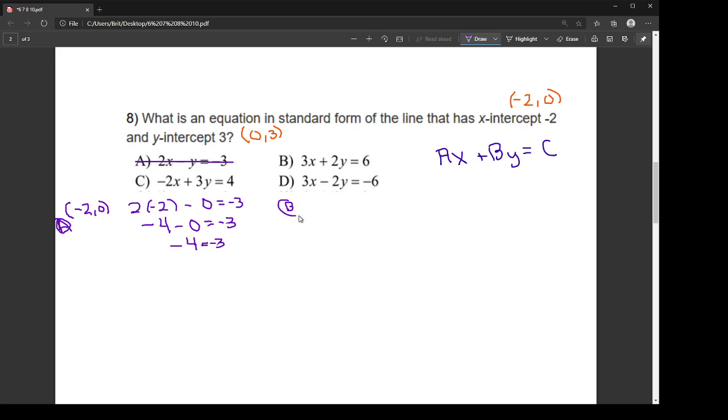So now let's try B. So again, for B, I'm going to plug in -2, 0. So where the x is, I put a -2. Where y is, I put a 0. Alright, so 3 times -2 is -6. And 2 times 0 is 0. And -6 plus 0 is not equal to 6. So B is not an option.